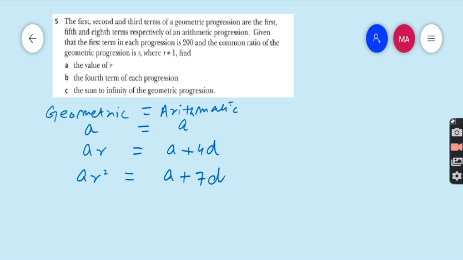The first, second and third terms of a geometric progression are the first, fifth and eighth terms respectively of an arithmetic progression. Given that the first term in each progression is 200, the value of the first term in both progressions is 200, and the common ratio of the geometric progression is r, where r does not equal 1. Find the value of r. That is part a.